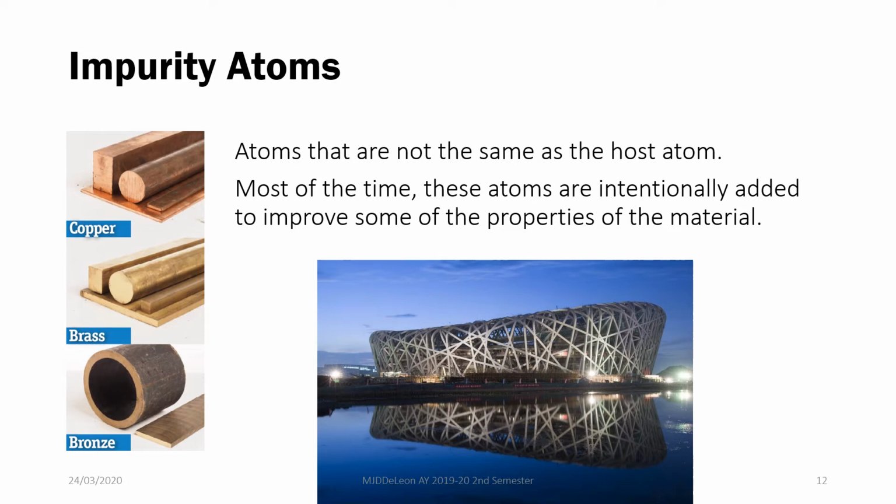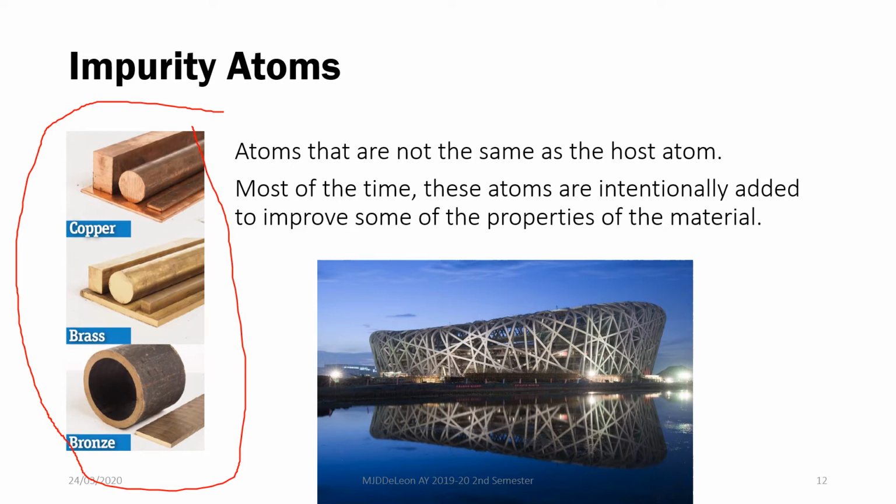So shown in the left is different forms of copper. So you have copper, you have brass. Brass is an alloy of copper, which we add zinc, and we also have bronze. Pag bronze naman, we add tin. So copper, pure copper we usually use in electrical applications. Meanwhile, yung brass and bronze natin, ginagamit natin yan more for pipe fittings and other structural implements.